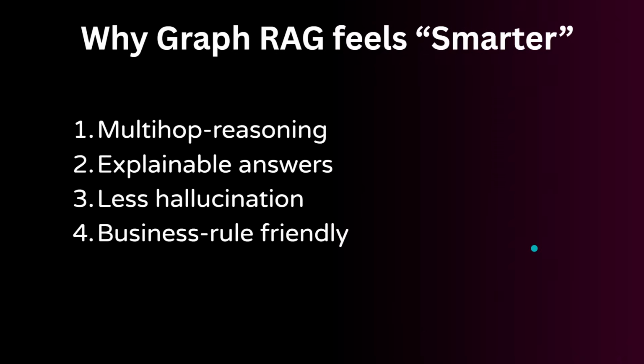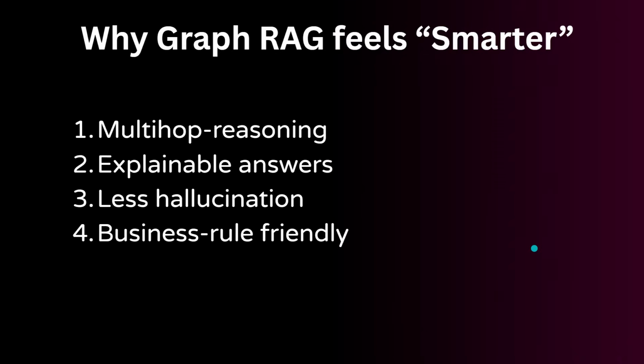Because the system followed structured connections in a knowledge graph, you can trace how the answer was actually generated, which nodes and edges contributed to it. And third, Graph RAG dramatically reduces hallucinations. The LLM now isn't guessing in isolation, it's grounded in both the structure of the graph and relevant document content.